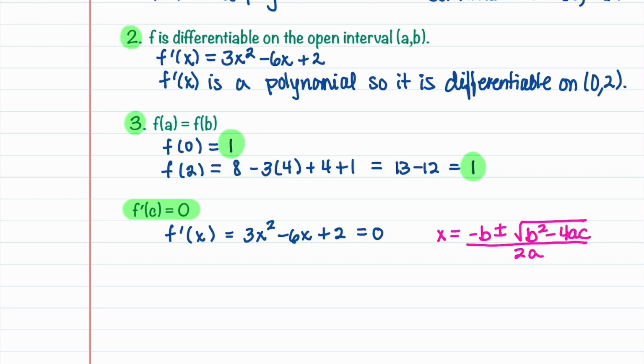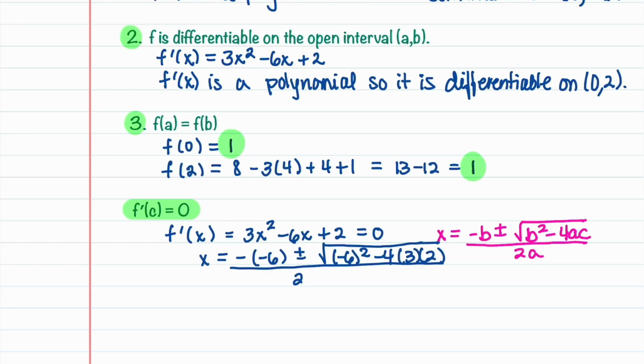Let's now apply that. We have x is equal to negative b, so that's a minus 6, plus or minus the square root of b squared, so that's minus 6 squared, minus 4 times a, which is 3, and then c, which is 2. And we divide all of this by 2 times a, which is 2 times 3. Let's now see what we get. This is 6 plus or minus the square root of 36 minus 24, all divided by 6.